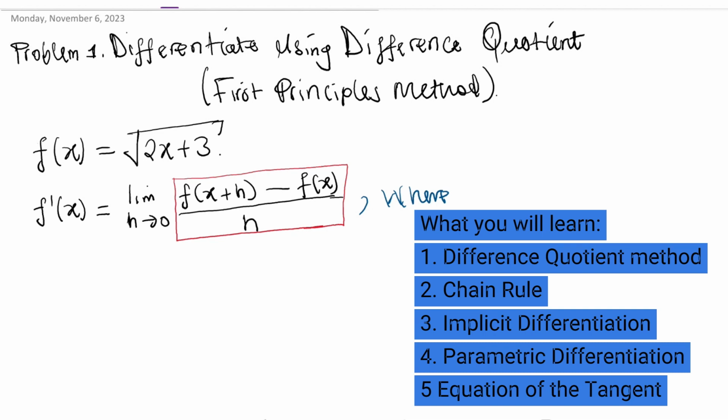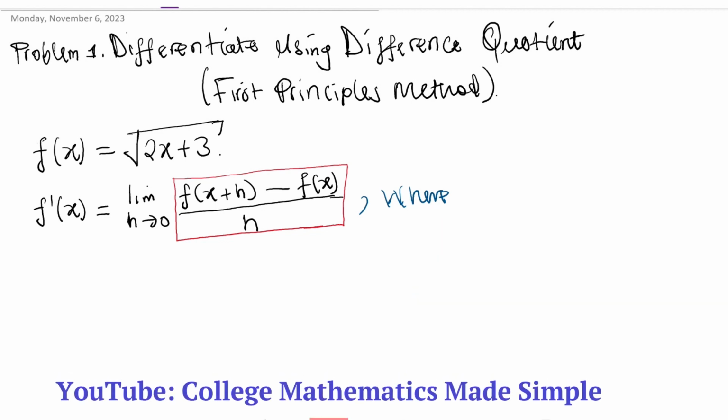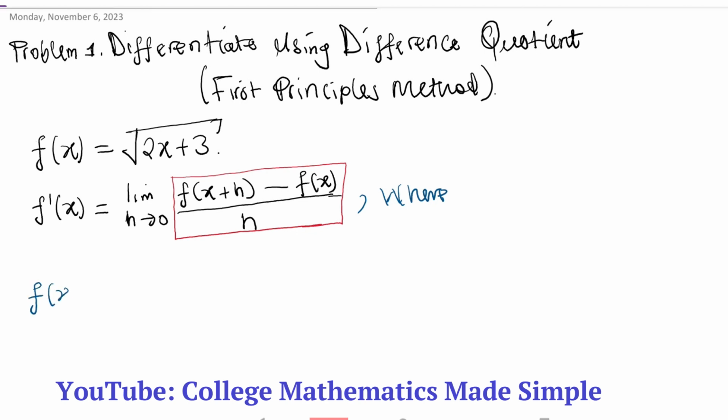In this video, we want to find the derivative of the square root of 2x plus 3 using the first principles method and quotient rule. So we have the formula f prime of x is equal to the limit of that quotient as h goes to 0. So first of all, we are going to find this quotient.